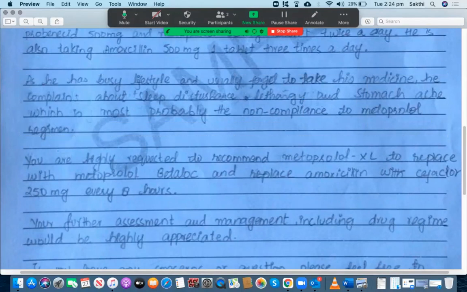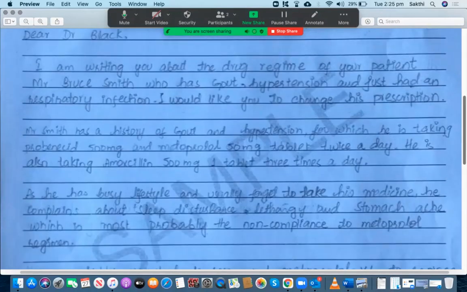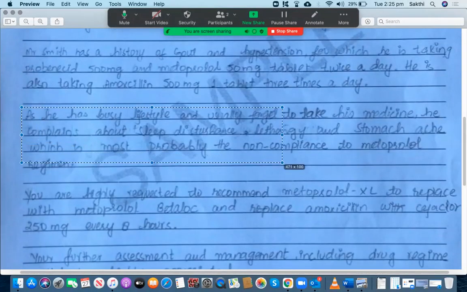You can mention it here after that, about sleep disturbances and most probably due to non-compliance. Where did you mention busy schedule? Yes, this is the one. I think I should write here, as he has a busy lifestyle and usually forgets to take his medicine, so he takes it another day. He takes two medicines. What you could have done is that as he has a busy lifestyle, he usually forgets to take his medicines, and maybe you can say in the next sentence, as a result, he takes double the required dosage of the medicines in the next morning.